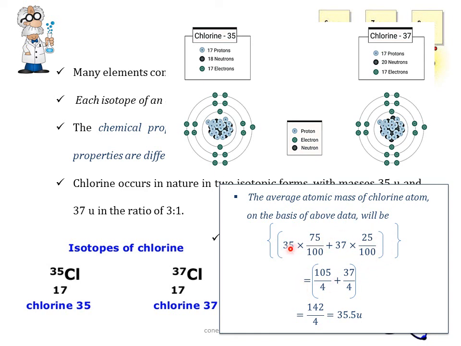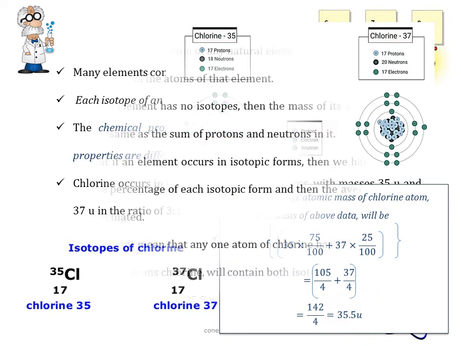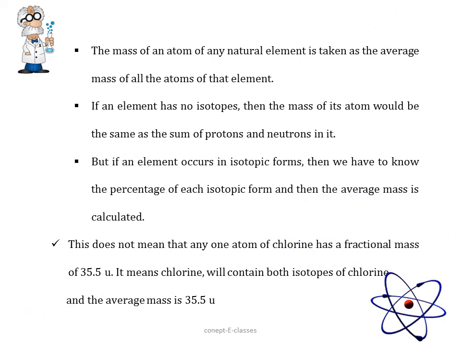So in order to calculate the average mass, we'll take 35 into 75 by 100 plus 37 into 25 by 100, which is equal to 105 by 4 plus 37 by 4, which is equal to 142 by 4. Thus the mass of a chlorine atom would be 35.5. So from all this we can say that the mass of an atom of any natural element is taken as the average mass of all the atoms of that element.